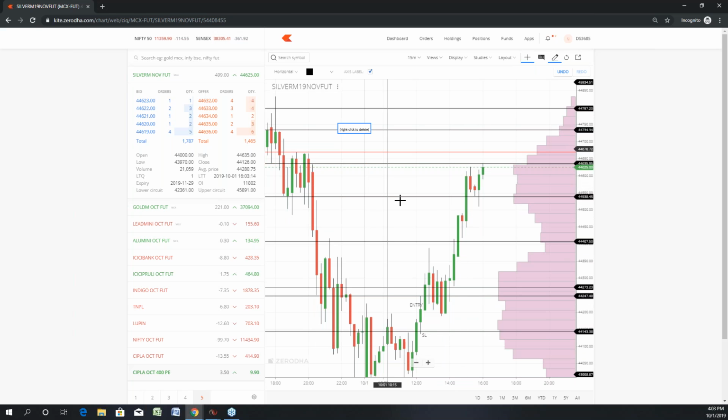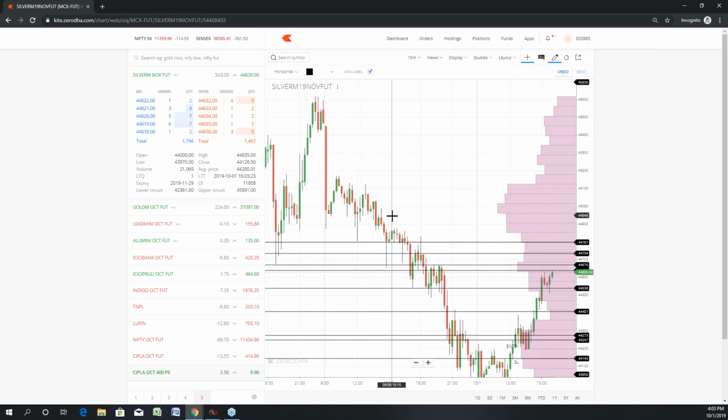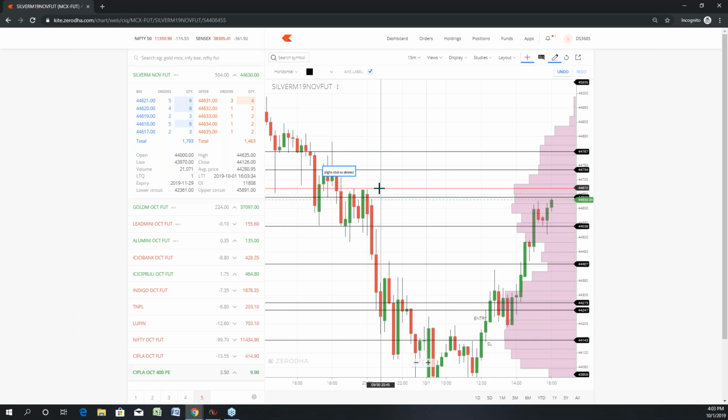So while I'm making it, I just want to see whether it breaks this with volumes or not. 44,600 and 44,670. That's my barrier, because that's the high of these candles as well, right? If you see the high of these candles where it has time and again taken a resistance is 44,670. So it has to cross that with volumes.